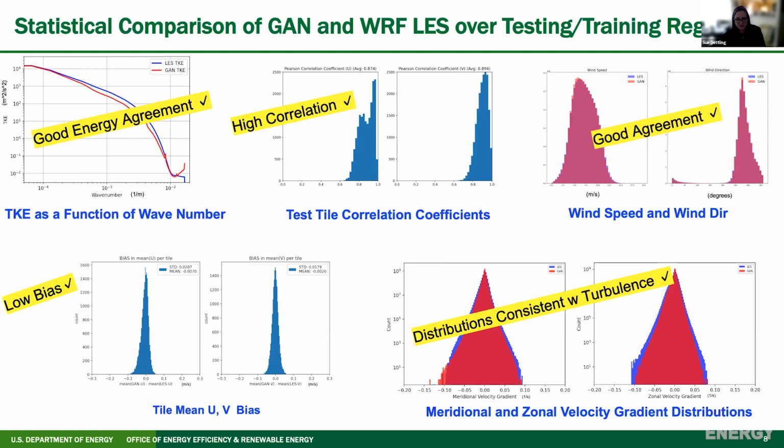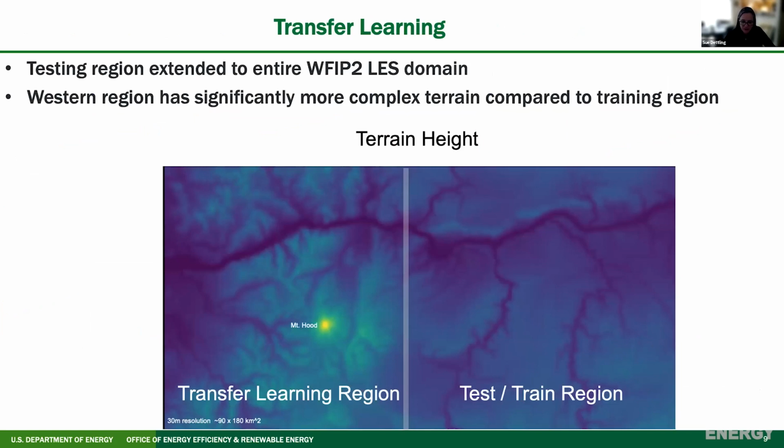Now, as I mentioned earlier, one of the goals is to demonstrate that our models can be applied to other unique regions of complex terrain. So on this slide, we show the terrain height field for the entire WFIP2 WRF LES. Now, we trained and tested our networks on the eastern half of the domain, since it's the region where the wind farms are located. We spatially extended our testing samples to include the western half of the domain because it provides an ideal transfer learning test.